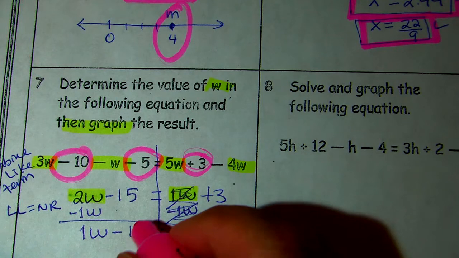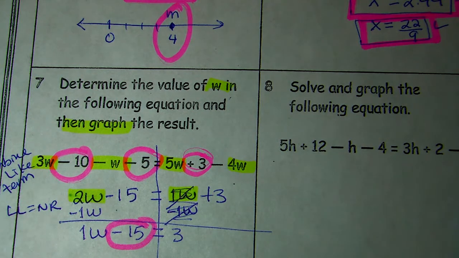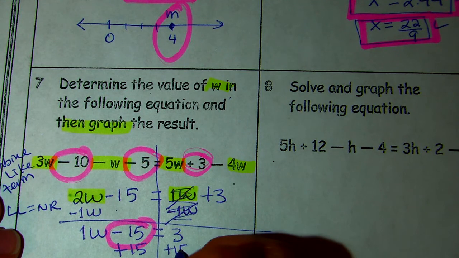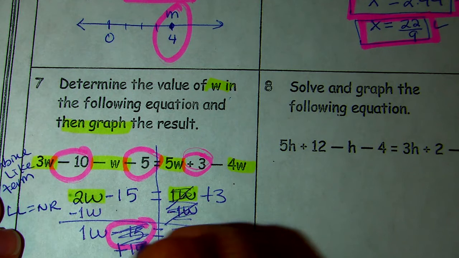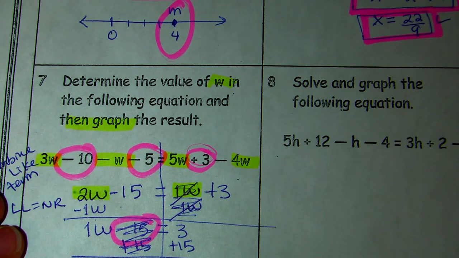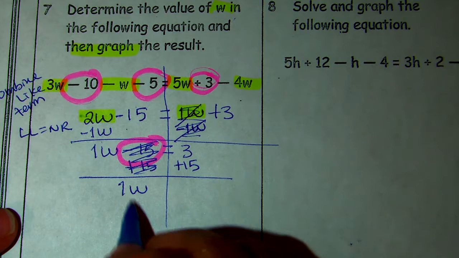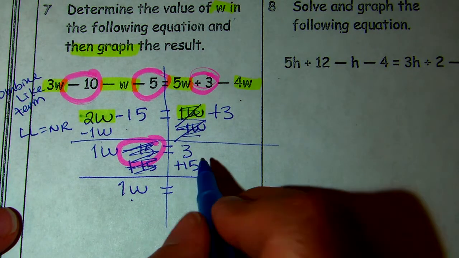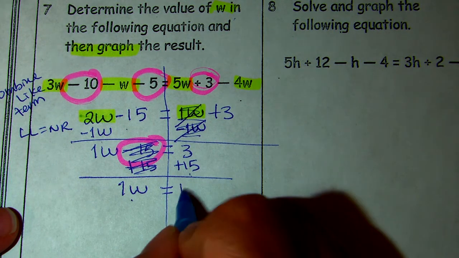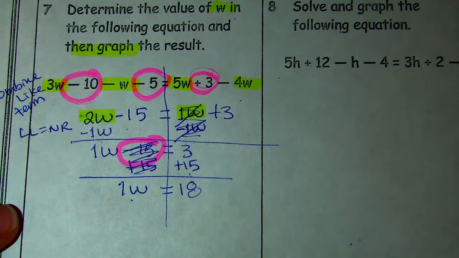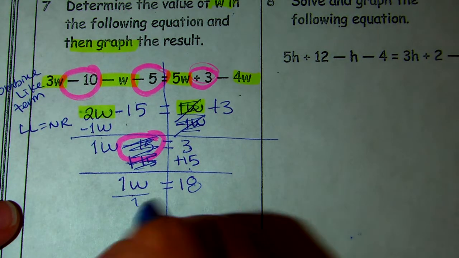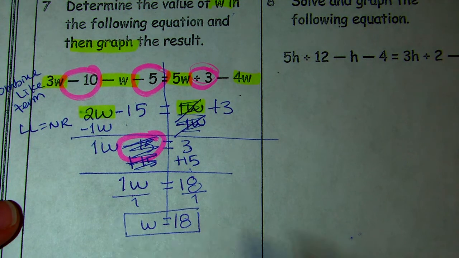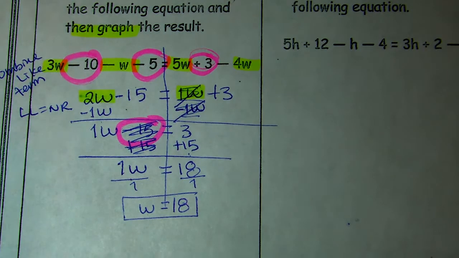Finally, what do we do with this number? We don't want it there. You add 15 and you add 15. So these two get canceled. Bring down the 1W. Bring down the 1W. Bring down the equal sign. Then here you add 3 plus 15, which gives you 18. So if you just divide by 1, the W equals 18.